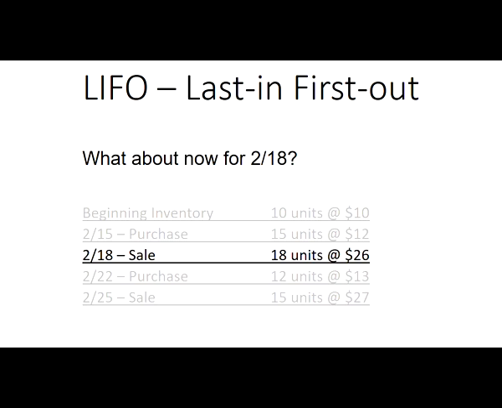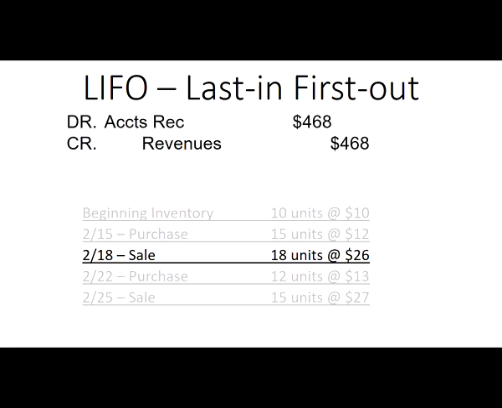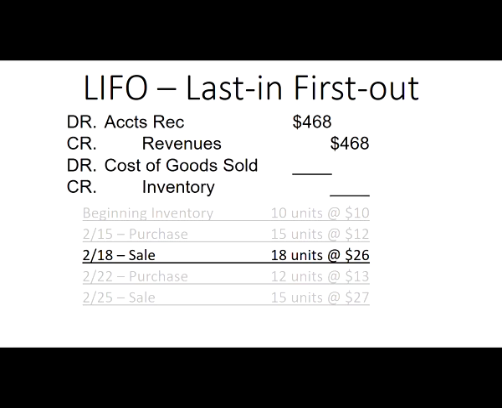And so now we're back to February 18th. We have a sale, 18 units at $26. The selling price, of course, is $468. But what about the cost? Again, using LIFO, we start with the last units first. And so we're going to start by first taking the 15 units from our February 15th purchase here. 15 times 12, 180. So of these 18 units we need, we're taking 15 from here, and then we're going to go up and pull 3 from this category, from our beginning inventory.